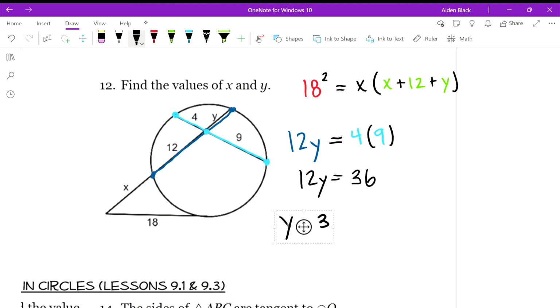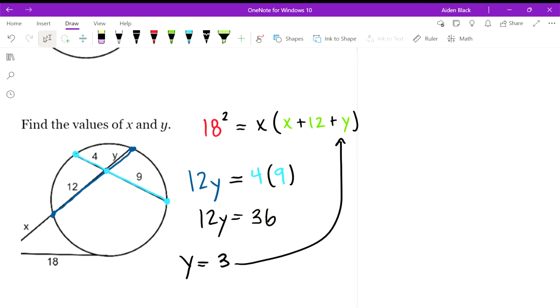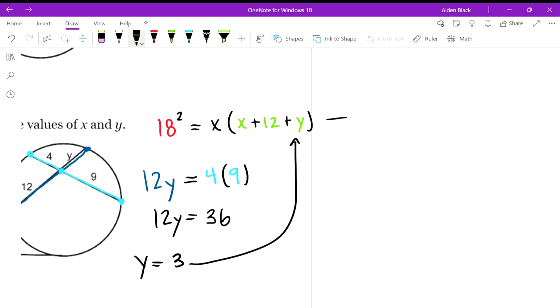So if y equals 3, can we just plug it in up here and find out the solution for x? Well, let's try it out. 18 squared, we said, is 324. And then we have x times x plus 12 plus y, and y equals 3, right? So we'll plug in 3 for y. 12 plus 3 is 15, so I'm just going to erase this and put in plus 15 so that we can save some space. 324 is equal to x times x, that's x squared, plus 15x.